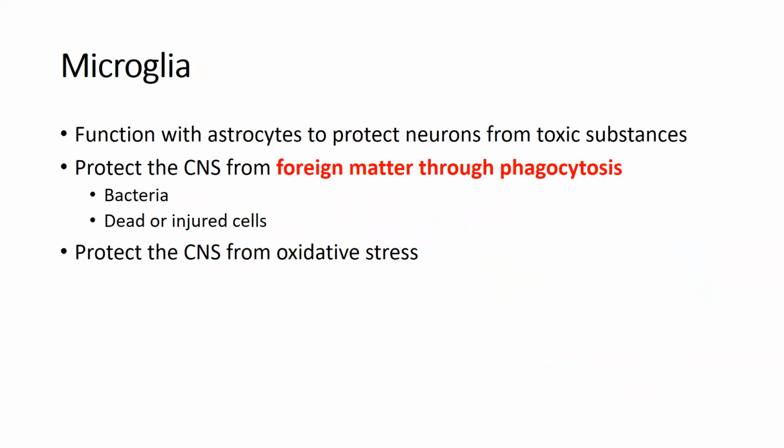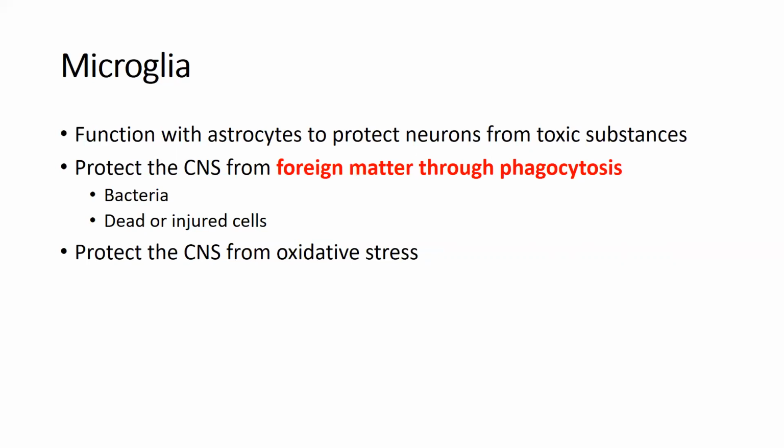Let's talk about the microglia. Microglia also work very closely with astrocytes, and they sort of facilitate neurons to maintain a surrounding and protect them from any exposure to toxic substances. Okay, so they protect the central nervous system by phagocytosing, or engulfing, any bacteria, any debris, which is comprised of any dead or injured cells that may be lurking or floating around in the area. And they also protect from, again, that oxidative stress, which is created from any free radicals.